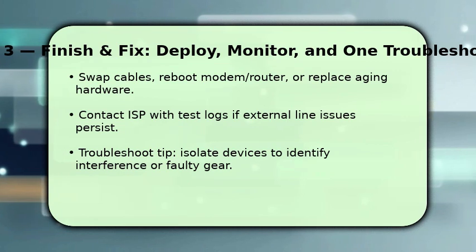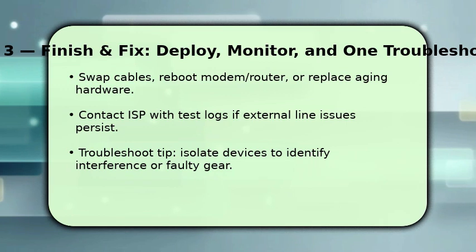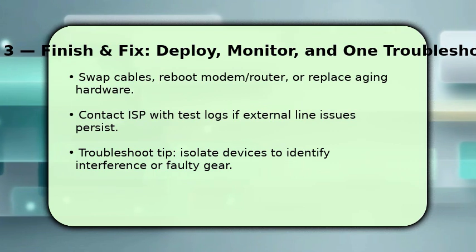Replace damaged Ethernet cables, reboot or factory reset modem and router, and consider upgrading if hardware is old. If traceroute shows provider hop failures or consistent line errors, contact your ISP and share your saved test logs and timestamps. Make sure to isolate devices.